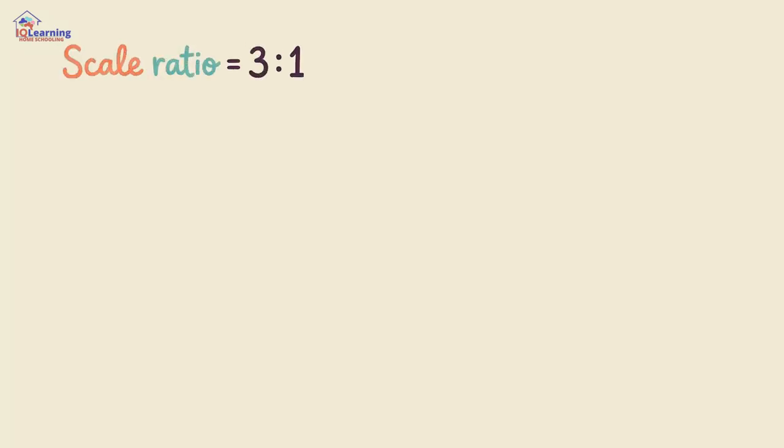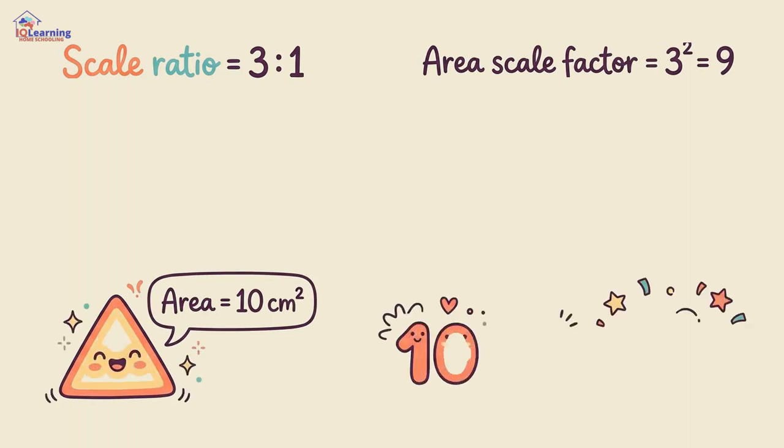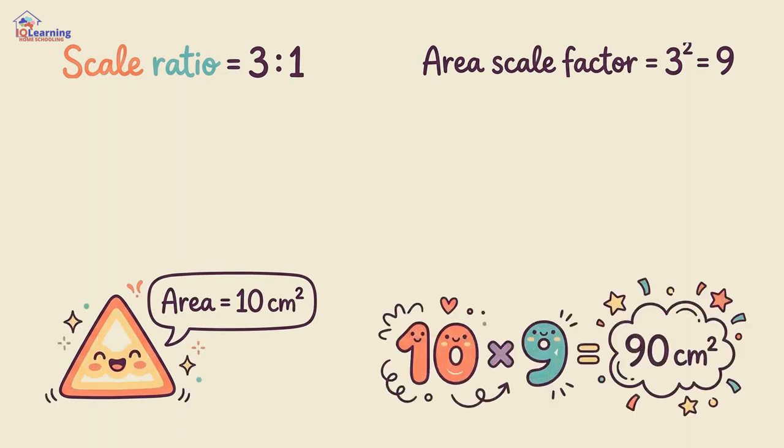The triangles are similar and the scale ratio is 3 to 1. That means the side scale factor is 3. Next, square it. 3 squared equals 9, so the area scale factor is 9. The smaller triangle has area 10 square centimeters. Multiply by 9. 10 times 9 equals 90. So the larger triangle has area 90 square centimeters.